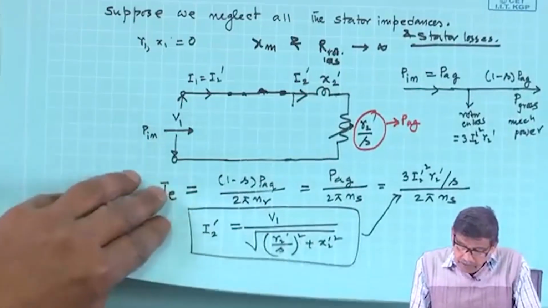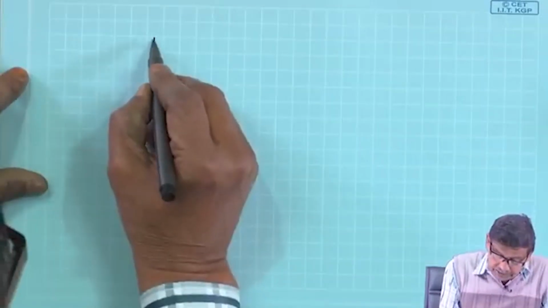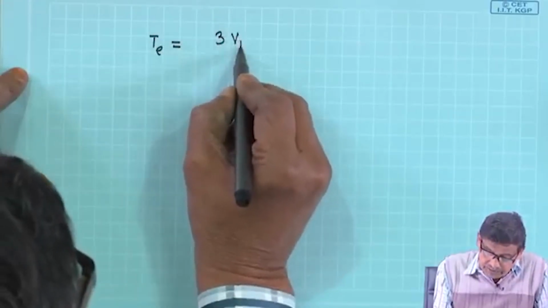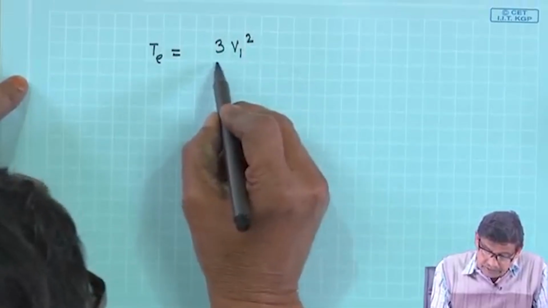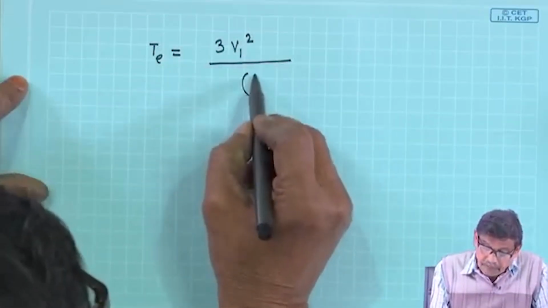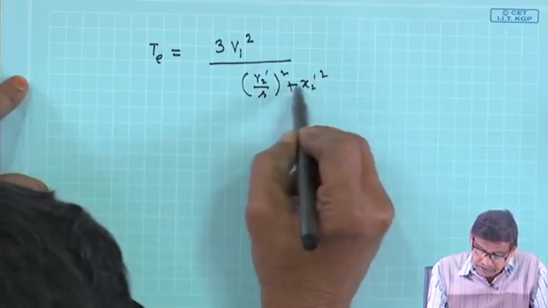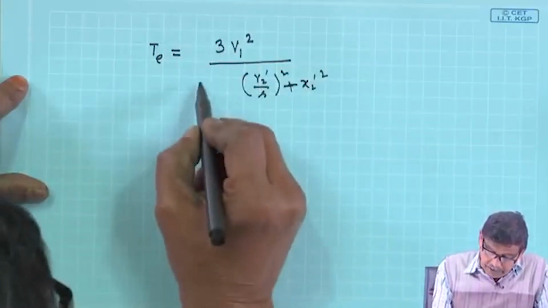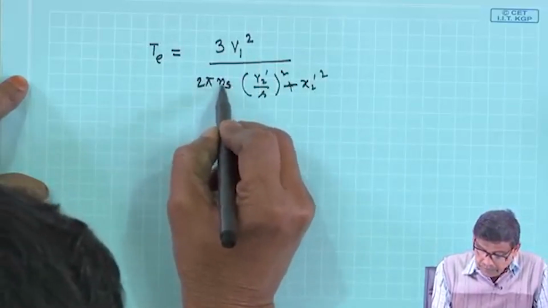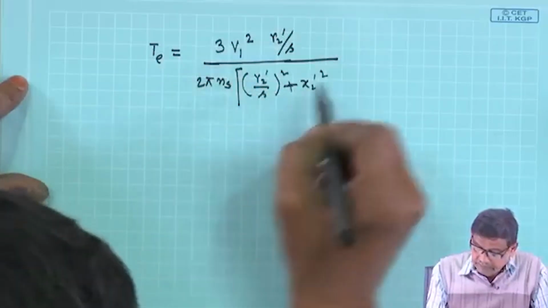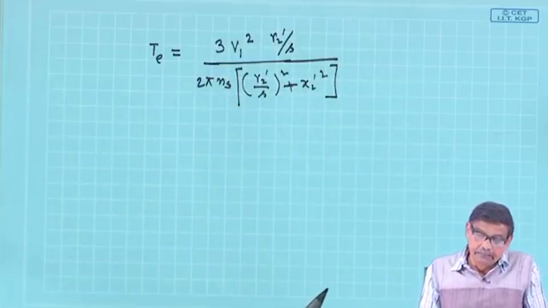Once I 2 dashed is known, I substitute this I 2 dashed here, to get the torque developed by the machine as T E is equal to 3 I 2 dashed squared, that is V 1 squared by R 2 dashed by S whole squared plus x 2 dashed squared, and by 2 pi n s, into, in the numerator, R 2 dashed by S. This is the expression of the torque developed by the machine.